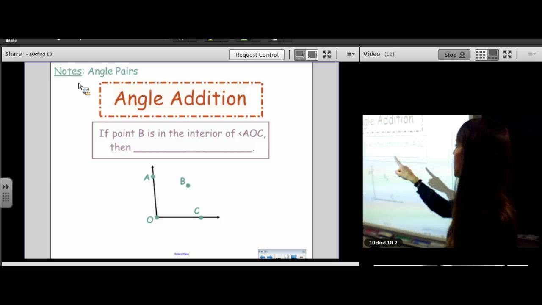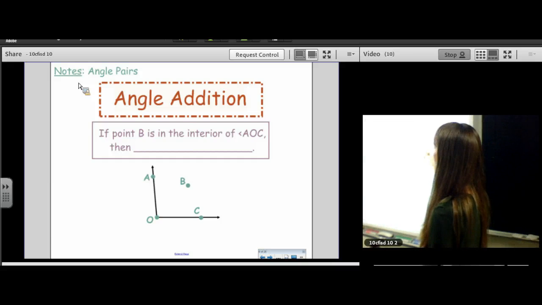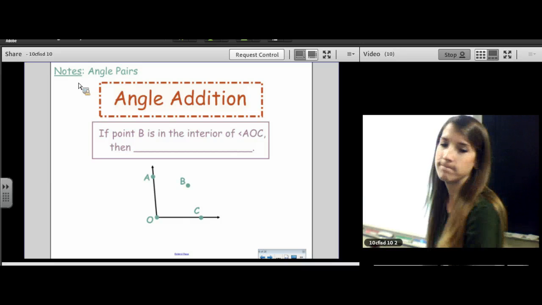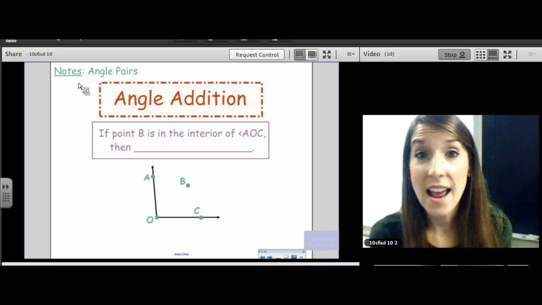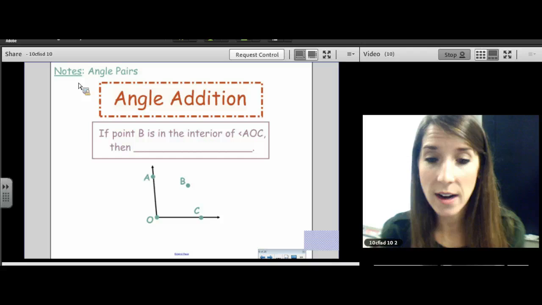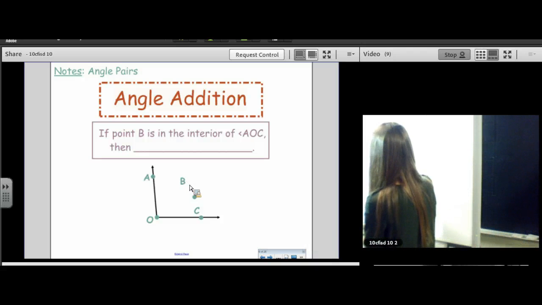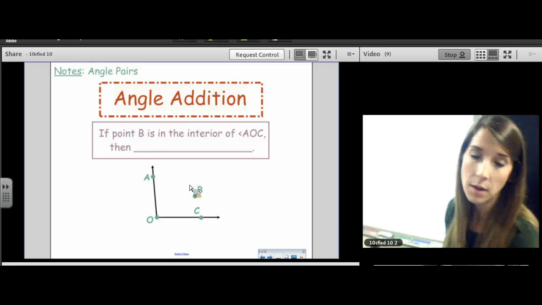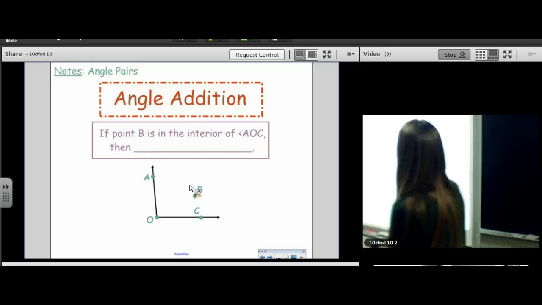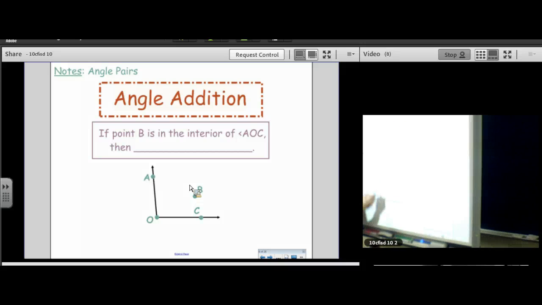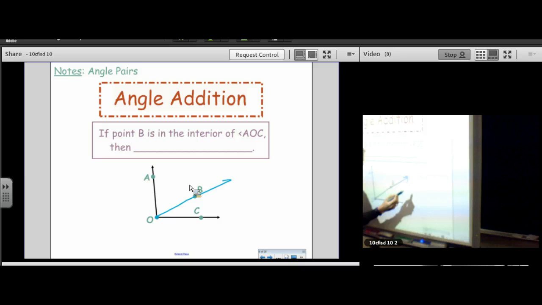If point B is in the interior of angle AOC, then, if I take an angle and I put a point anywhere in the interior, it does not have to be in the middle. I can move this point around and this statement is still going to be true. Then, I'm going to connect O to B with a ray. Here's our postulate, or our theorem.